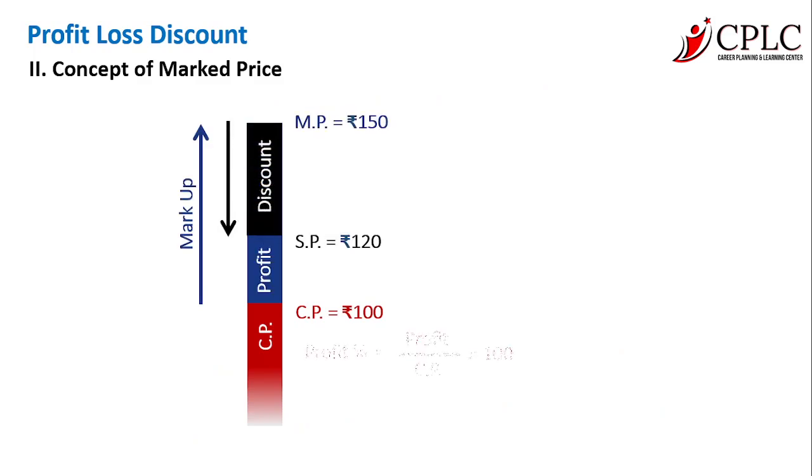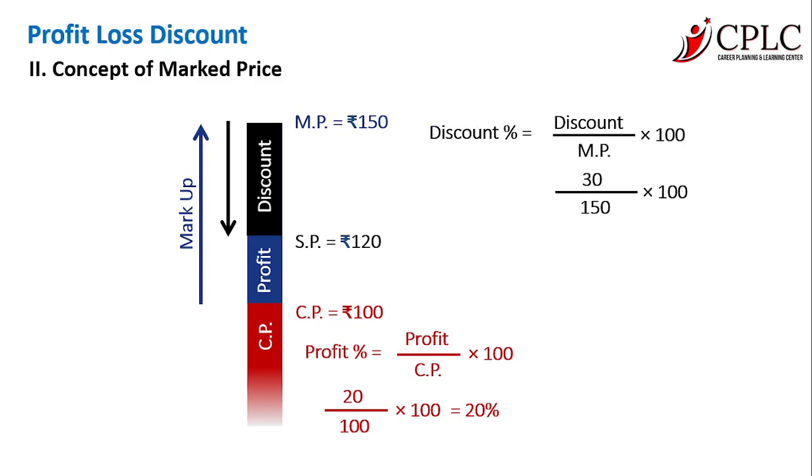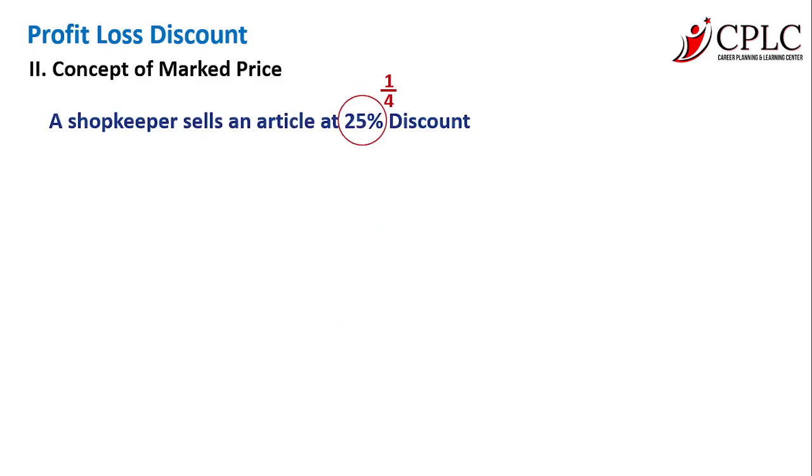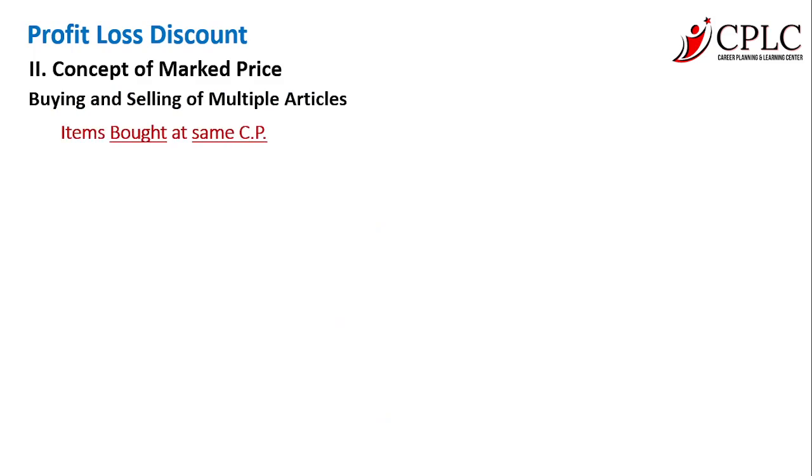There is one more thing that we need to explore before we jump into the questions. So what are those things? Let's try and understand. The idea is buying and selling of multiple articles, and in this we have two scenarios. One scenario is this: items that are bought at the same cost price.